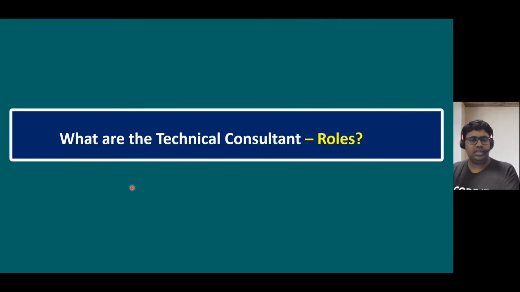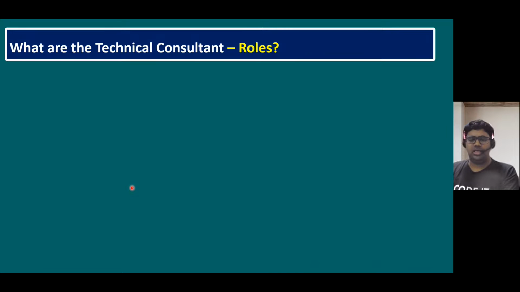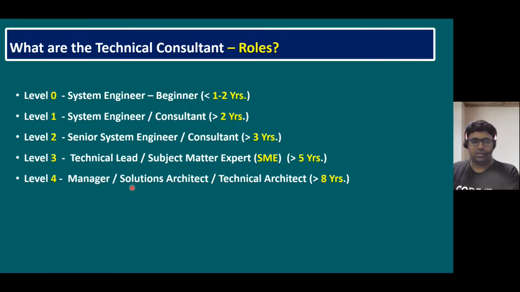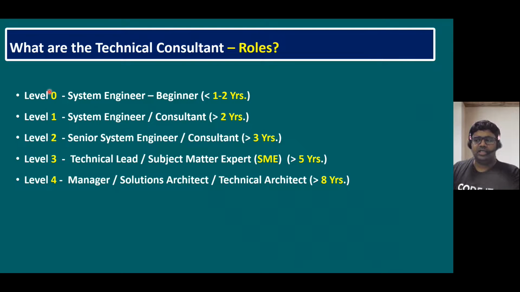What are the technical consultant roles? So in general, the technical consultant roles are of different types. Roles in general start from level 0, level 1, level 2, level 3, and level 4. If you are a fresher attending an interview, the fresher level roles are like system engineer or system administrator or normal consultant role. Companies will provide these.